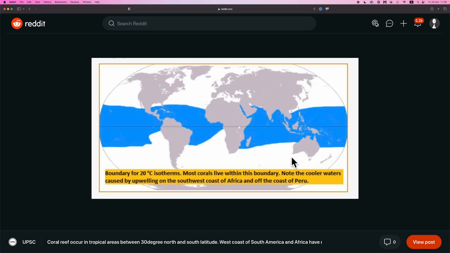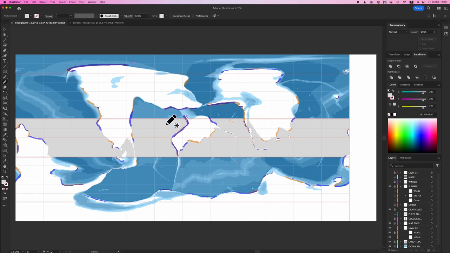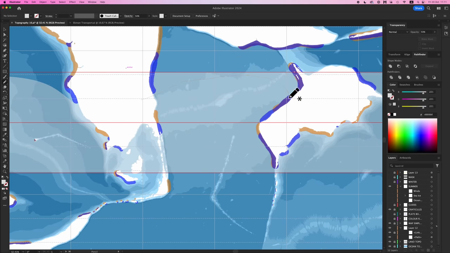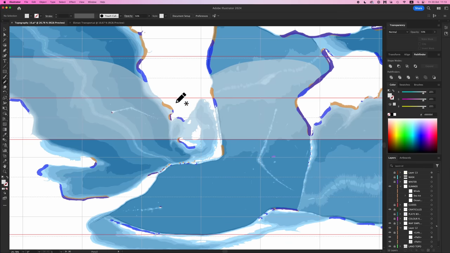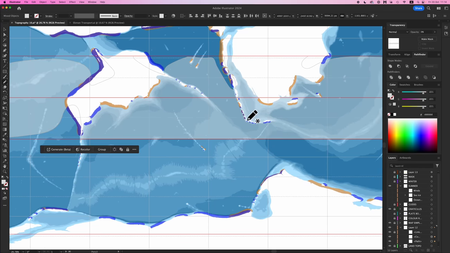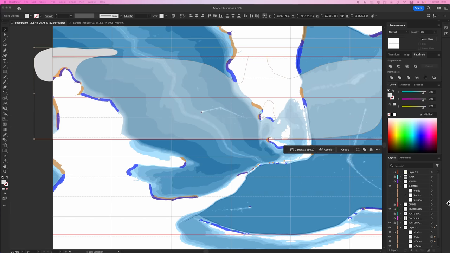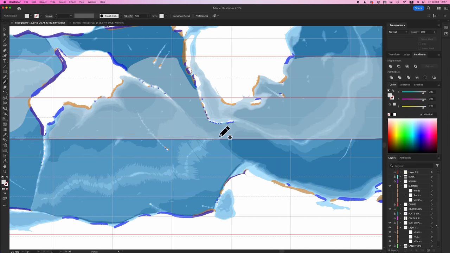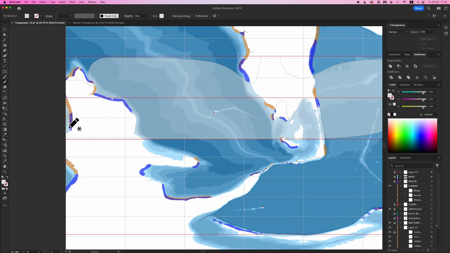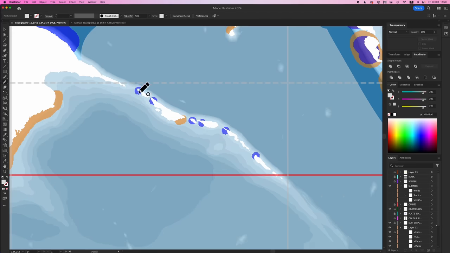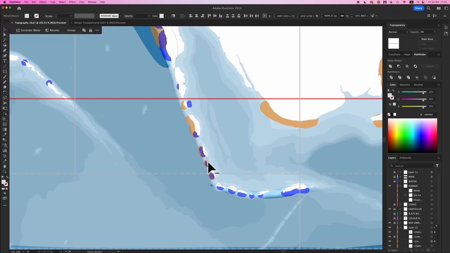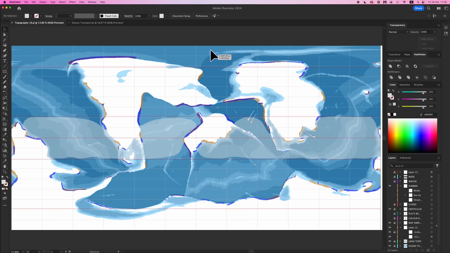Number one, just mark out a zone spanning your tropics. And two, carve away any areas where there's significant winter upwelling. And that's basically that. So I think we can go into our final time lapse. All right, there we go. One coral zone. Here there be corals.